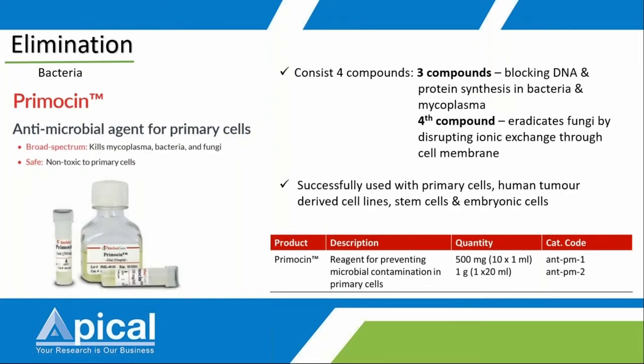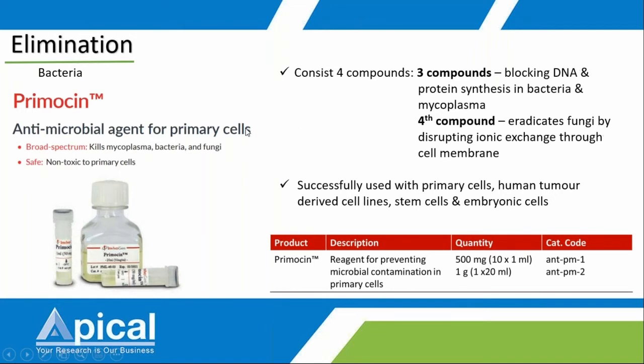Then we have Primocin. Now, Primocin is also an antimicrobial agent. Okay, it still kills, but now it gives a broad spectrum because it is able to kill Mycoplasma, bacteria and fungus as well. Okay, and it is non-toxic to primary cells. So if you see Primocin, it consists of 4 compounds. Okay, now 3 compounds work by blocking DNA, protein synthesis, and also mycoplasma. And the 4th compound tends to eradicate the fungi. So these are the 4 compounds.